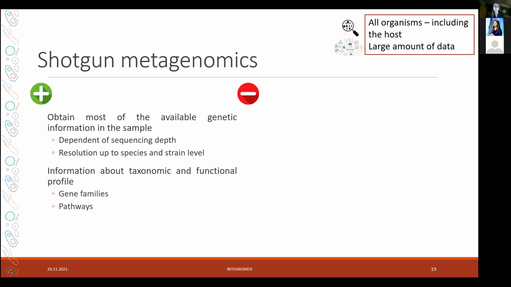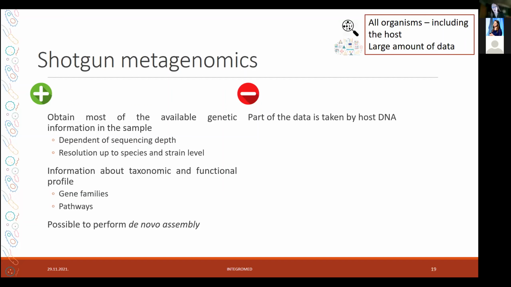So you can't be sure if they are active, but you can see the potential of these microorganisms, what they could do. And we also can perform de novo assembly for microorganisms that are not in the databases that are currently available. If we talk about the shortcomings, then of course part of the data is taken by host DNA, because we are analyzing all the DNA that is in the sample.